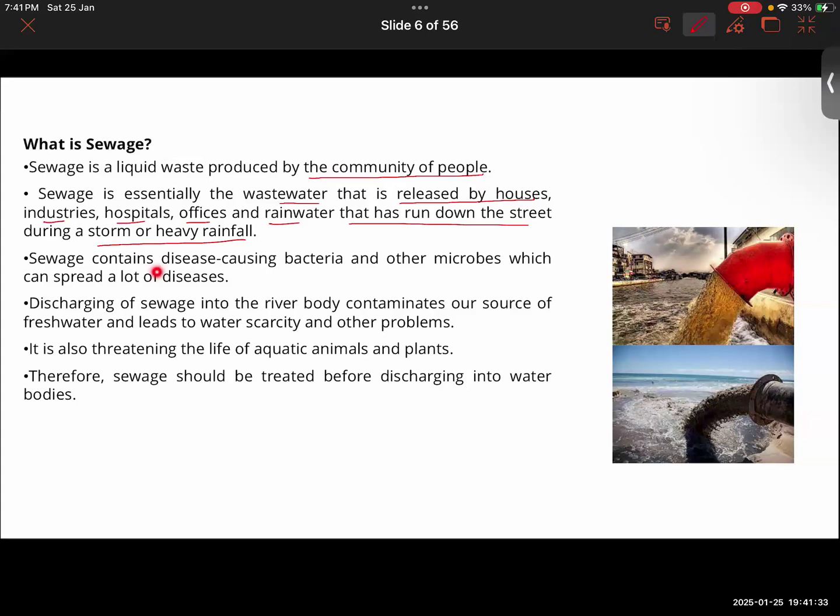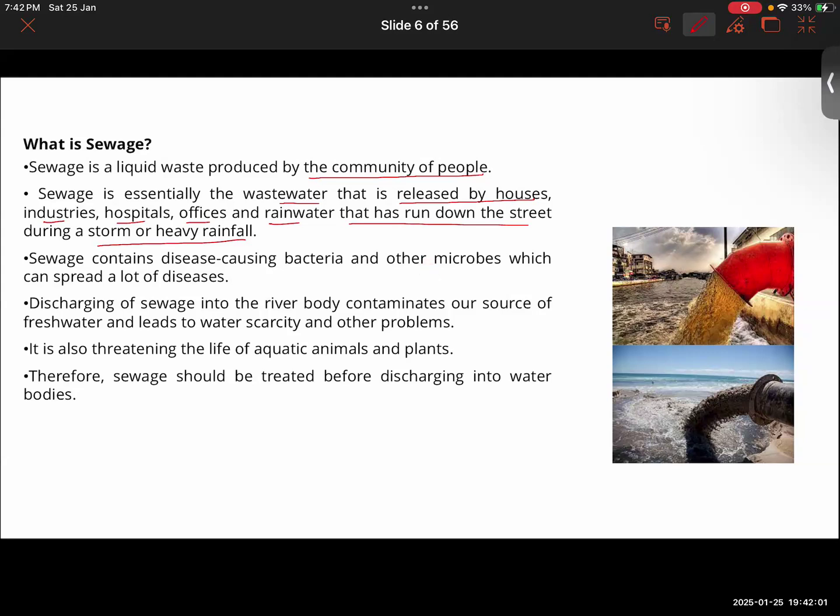Then sewage contains disease-causing bacteria and other microbes which can spread a lot of diseases. So the water that we see here, the water that is flowing into the drain, contains lots of disease-causing organisms like bacteria and viruses. Getting it? Bacteria and viruses are present in it, and that can lead to the spread of deadly diseases. Getting it, Razan, so far?